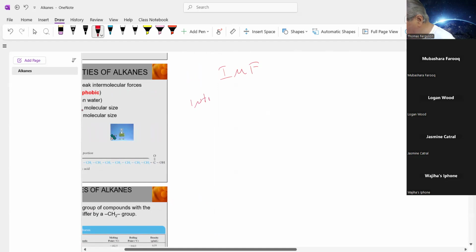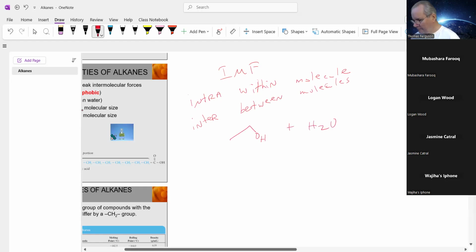Intra, and they don't have to be the same molecule. They can be, for example, or it can be only that. So it doesn't have to be the same molecule. It could be different molecules. Okay. And when I write IMF, I'm referring to the intermolecular forces.